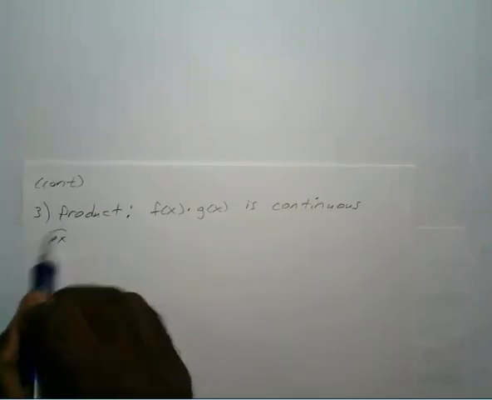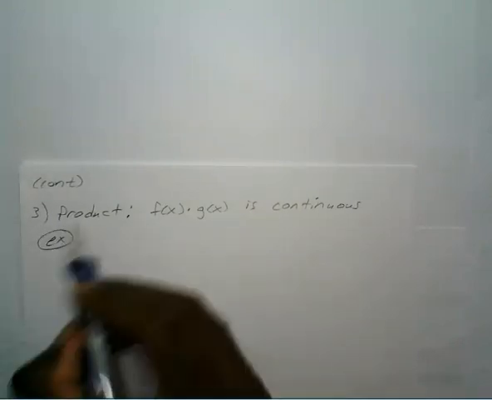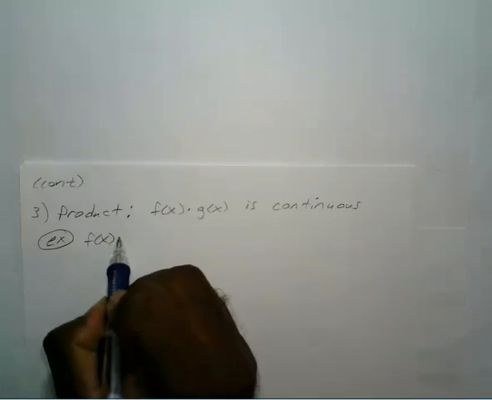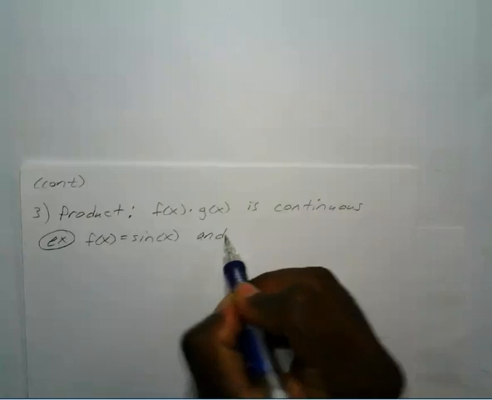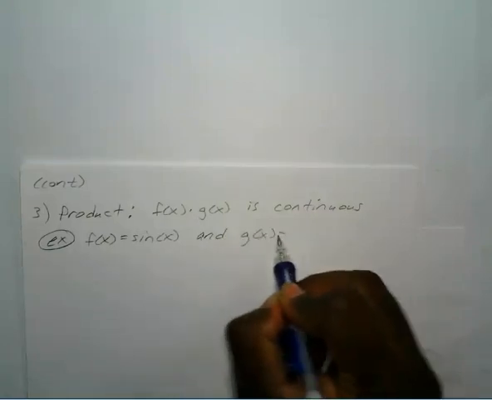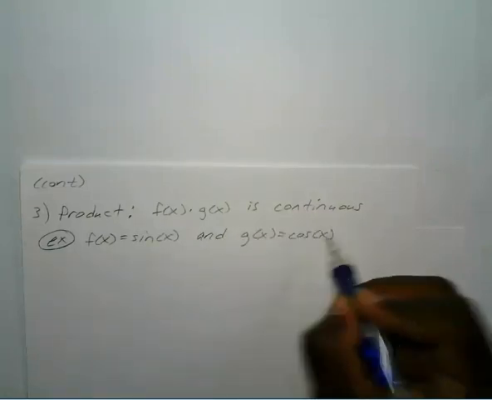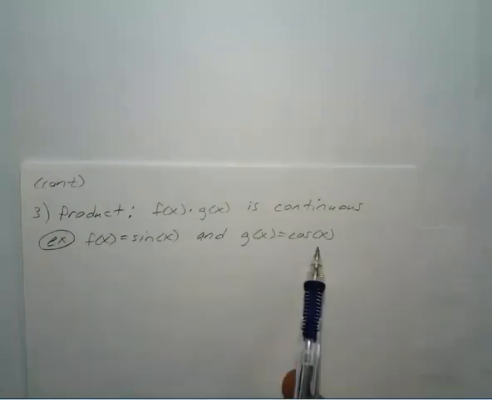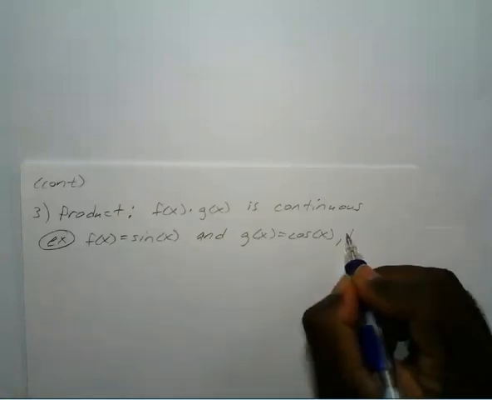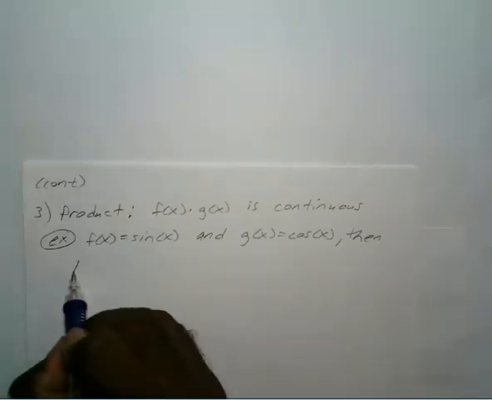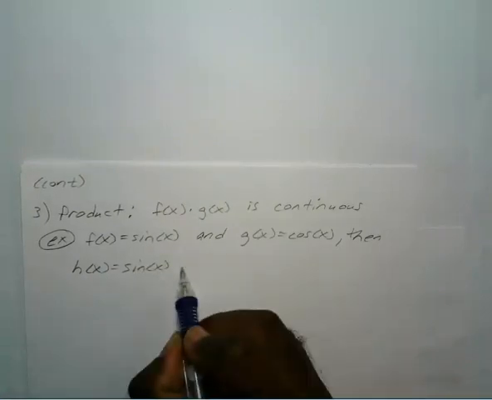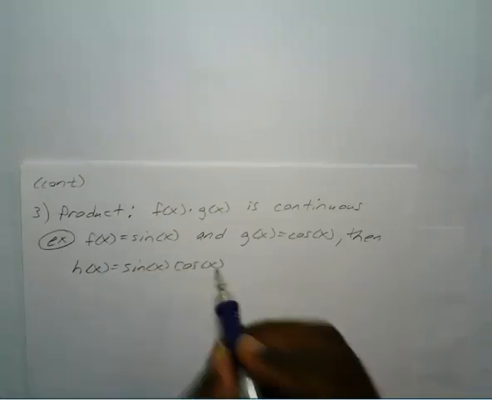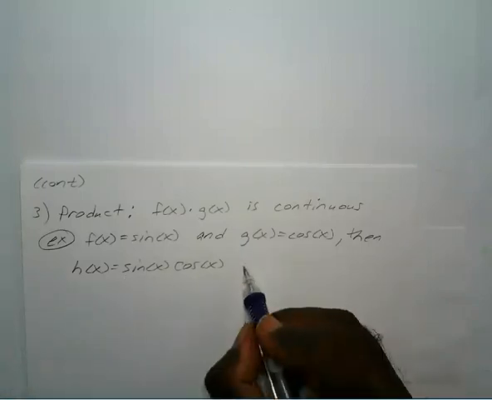Okay, so for example, let's say if you have f of x equals sine of x and g of x equals cosine of x. Okay, both of those are continuous. Again, you can draw them without lifting your pencil up. And what does that tell us? That if you have some h of x equals sine of x times cosine of x, this is also continuous.